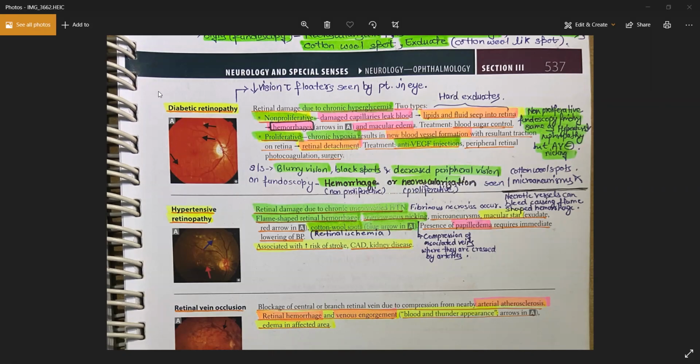It happens because of chronic hyperglycemia. This diabetic retinopathy is of two types. One is the non-proliferative and second is the proliferative type. In non-proliferative diabetic retinopathy, you have damage of the capillaries, as you can see. These are our capillaries, and you're going to have damage of these capillaries. Can anyone tell me why this damage is occurring to the capillaries in diabetes?